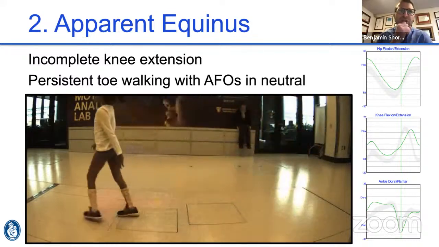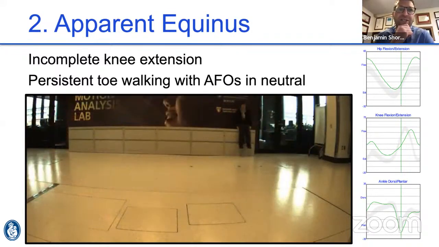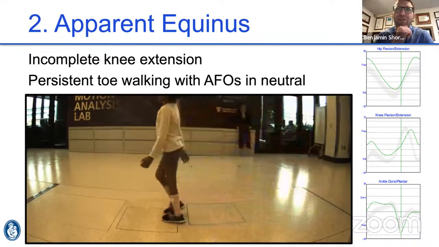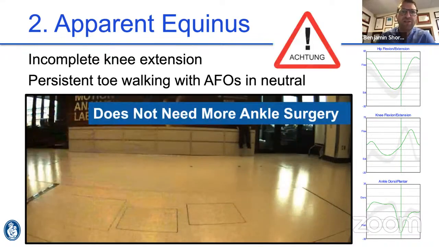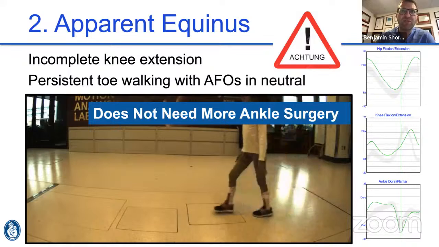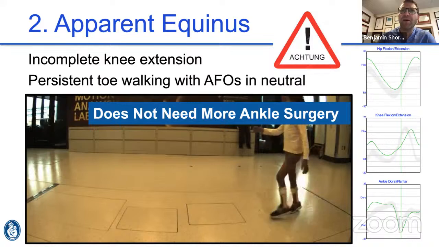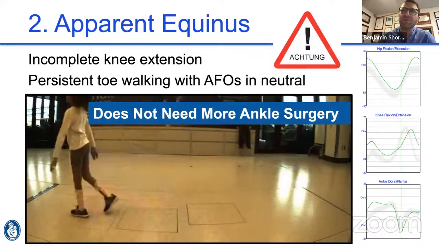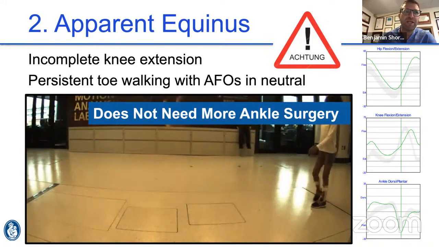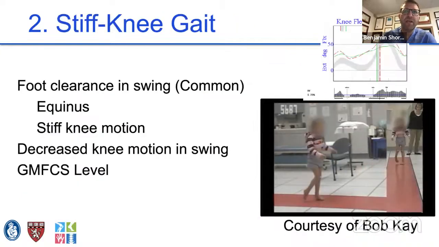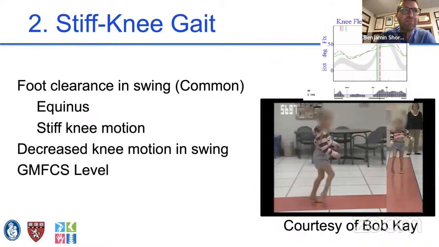So your first clue that someone has apparent equinus is they're in a 90-degree solid AFO and they're not achieving heel strike. So remember, these children do not need more ankle surgery. They need treatment above the ankle, either at the hips because there's a residual hip flexion contracture, or something at the knees. And then finally, stiff knee gait.